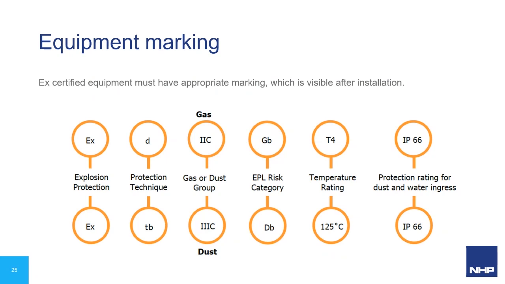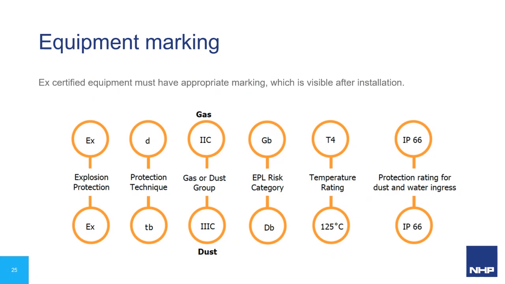Now, the second line, 3C, is telling us that it's good for conductive dusts, which also means then it's good for non-conductive dusts and flyings as well, or groups 3B and 3A. Then we have the EPL after that. So GB on the top line, so G is for gas, and the B tells us it's good for zone 1, and that means it's also good for use in zone 2. DB on the bottom line is for dust with the D, and then again, this is saying with B that it's good for zones 21, and of course then 22 as well.